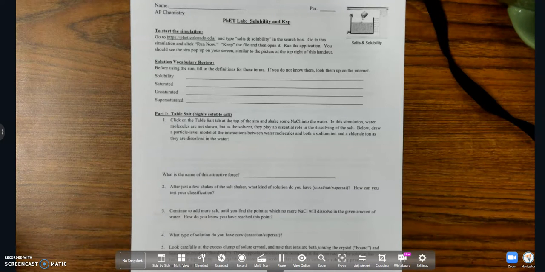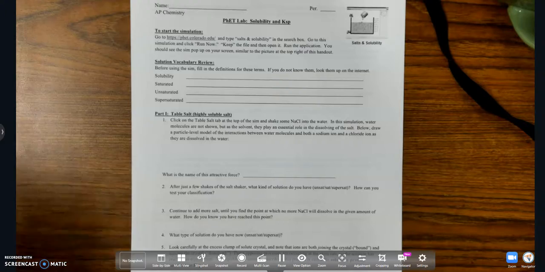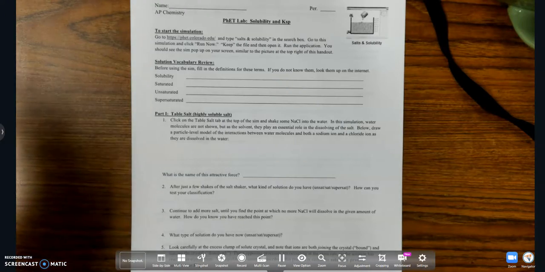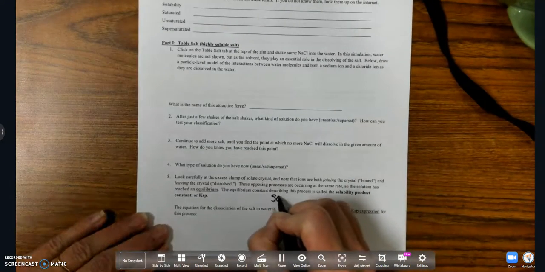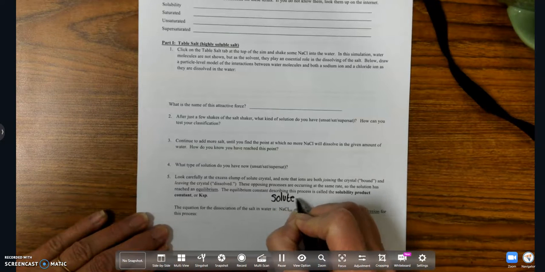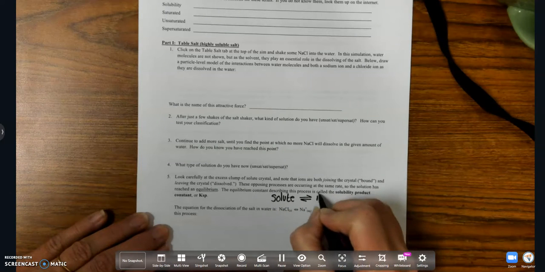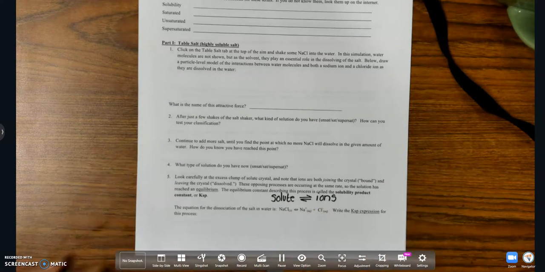And now we're going to do Ksp, which is actually just another equilibrium constant, and I'm going to write this over here, of a solute going to its ions. Basically, it is a solid solute dissolving in water.